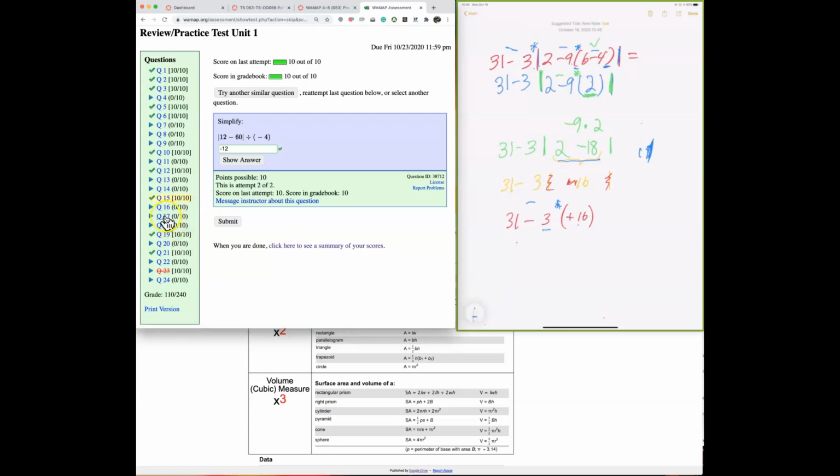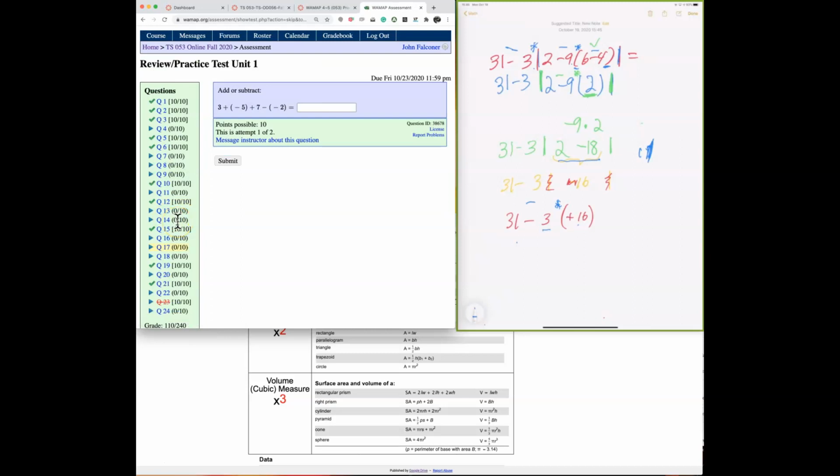All right, Q17 is next. Add or subtract. We've got 3 plus negative 5 plus 7 minus negative 2. My suggestion is to always simplify these expressions. So we're combining 3 with negative 5, so let's just call it what it is, 3 minus 5 plus 7, and minus negative 2, double negative makes a positive, plus 2, okay?